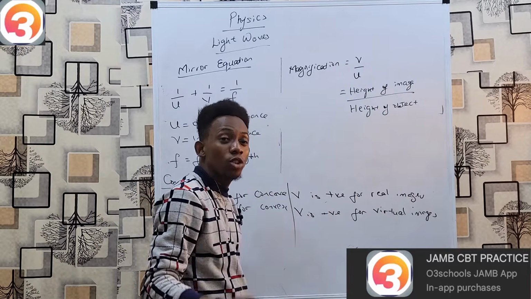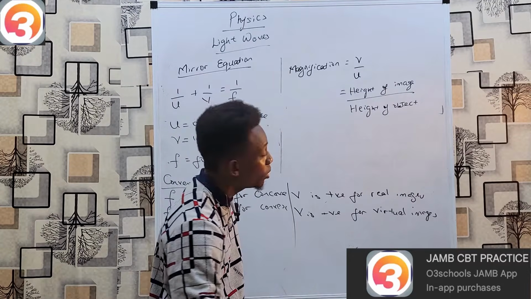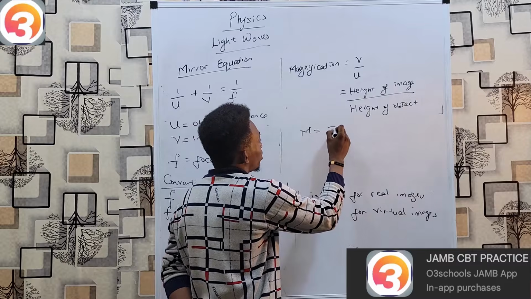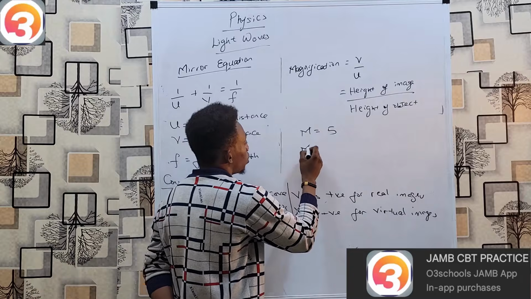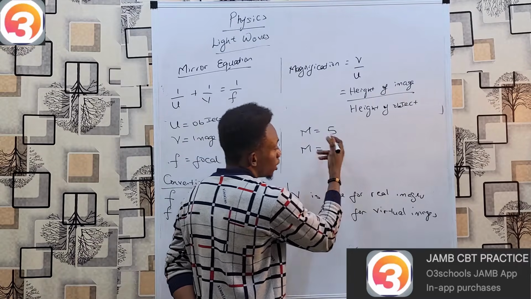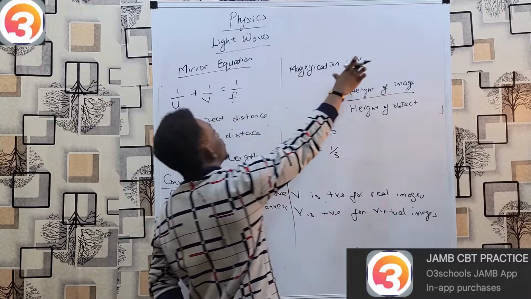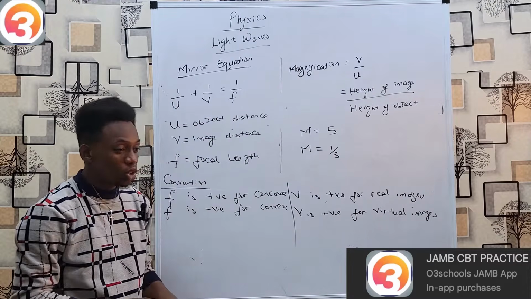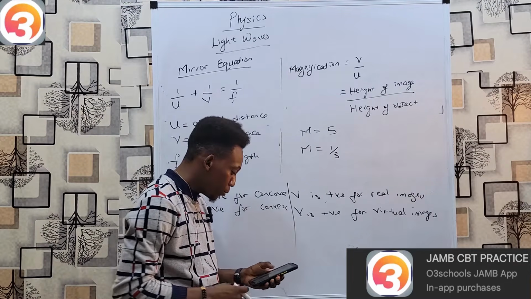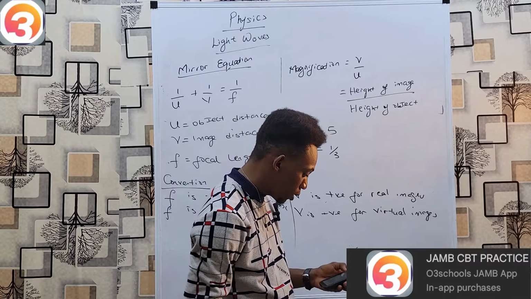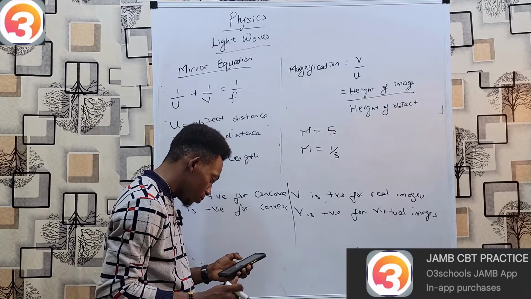Quite simply, this means if your question tells you an image 5 times the object is formed, that means your magnification is 5. An image 1/3 the object is formed means your magnification is 1/3. It is that simple. And with these formulas, we can solve questions under your curved mirrors. And as usual, we shall refer to our app to solve one or two questions.